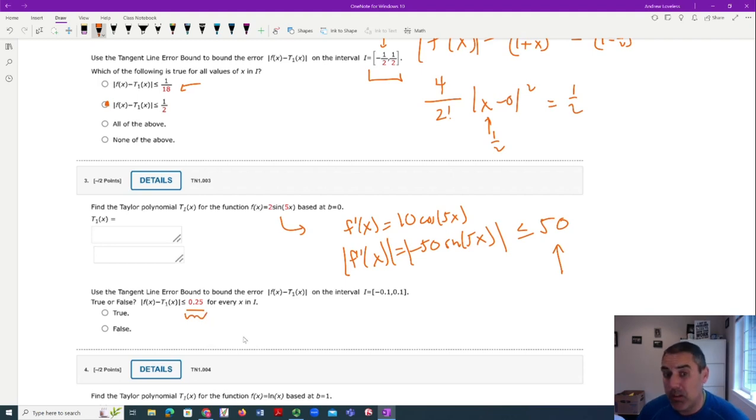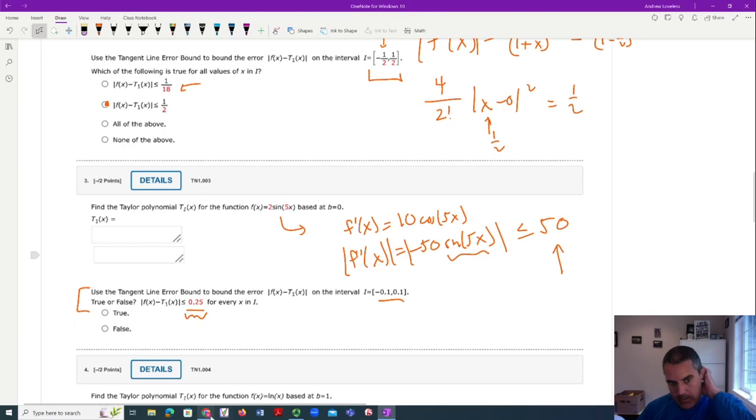Is that the tightest bound? No, I think on this interval, sine doesn't make it all the way up to 1. But that's okay. If you got an answer smaller than this, that doesn't mean you're wrong, but it does mean this is correct. It is true that the error is less than this if you proved that the error was less than this. Okay. That's the idea of that.